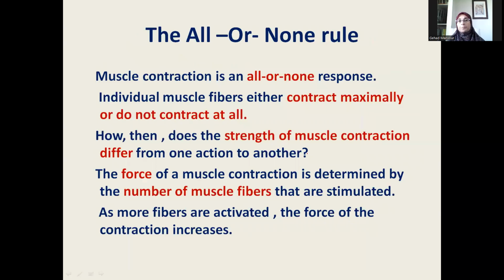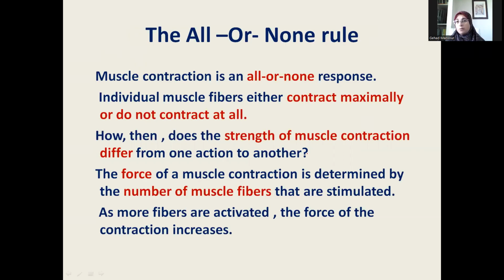And now comes a very important question, which is, when your biceps contract, for example, if it is contracting for 1 minute, if you're lifting a heavy weight for 1 minute, the biceps has to remain contracted.